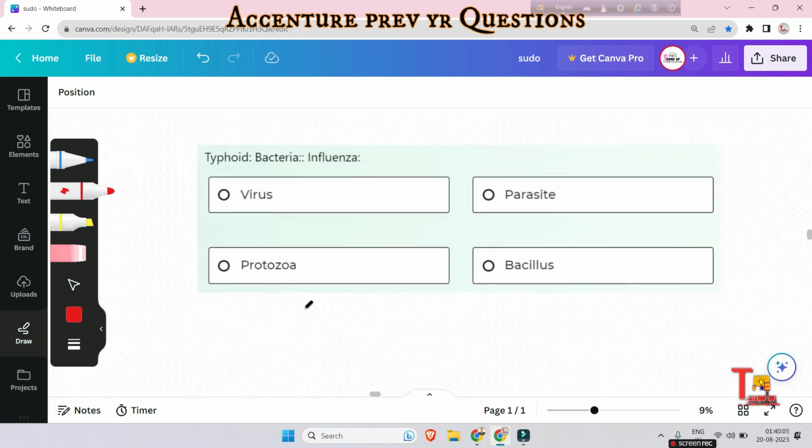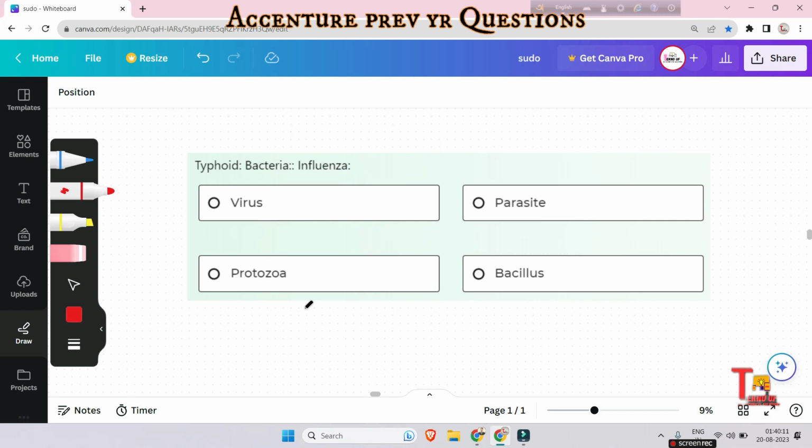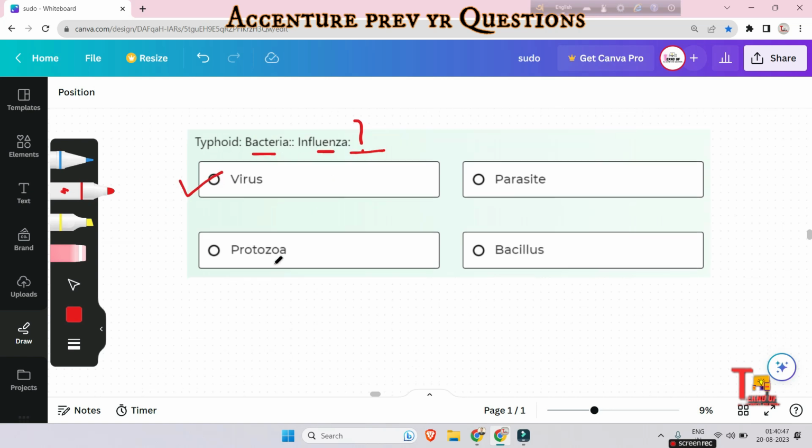That is, typhoid is to bacteria, and influenza is to what? Here you can see that typhoid is a disease caused by bacteria. And influenza is a disease which is caused by what? Actually, general information is required in this case. So here it will be virus. Virus causes influenza. Okay, let's go to the next question.